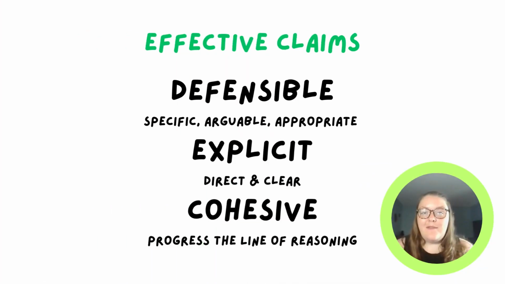So now that you've identified the three components of developing a claim, let's talk about how we write an effective explicit claim. A claim should be defensible, just like a thesis statement. It should be specific, arguable, and appropriate to the overarching thesis. It needs to be explicit, meaning that it is direct and clear. This is especially important in academic or timed writing. And finally, claims should be cohesive, meaning that they progress the reader through a line of reasoning.